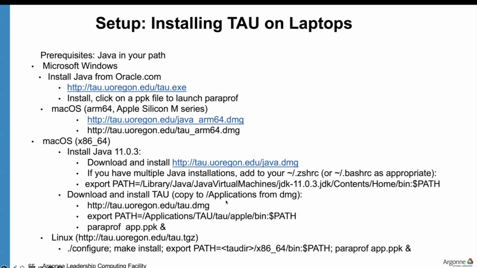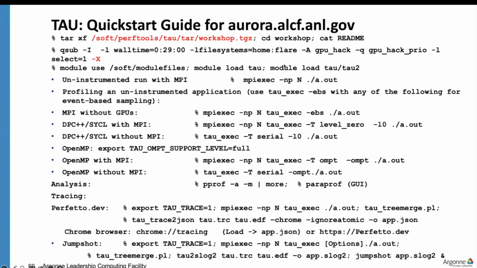If you want to install TAU on your laptops, here are some instructions. You don't need to. In short, we'll start with the workshop tarball. We'll launch a remote desktop. We will go to a compute node like this. We'll load these modules, run with an uninstrumented code. We'll look at this README file in the workshop and do this one step at a time for MPI, OpenMP, and Python applications. Here are instructions for generating the trace files using Perfetto.